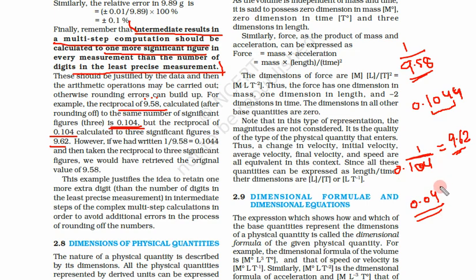Why has this error built up? Just because we have dropped this extra number. However, it was insignificant, but we must not drop digits in the middle of a calculation. What would happen if we hold this number? So 1 upon 9.58 would be 0.104. When we reciprocate this again we get the value 9.58. So this justifies the idea of retaining one more extra digit than the number of digits in the least precise measurement.